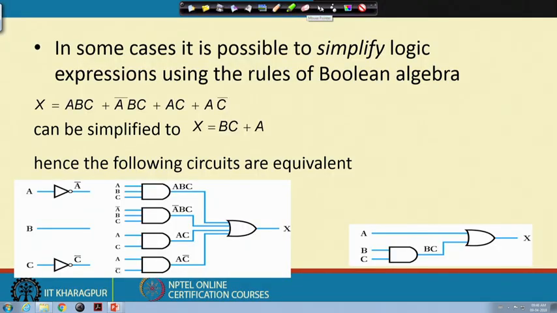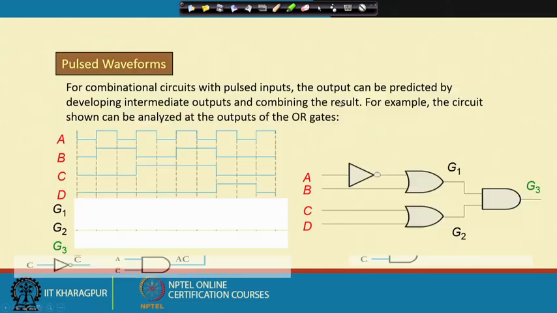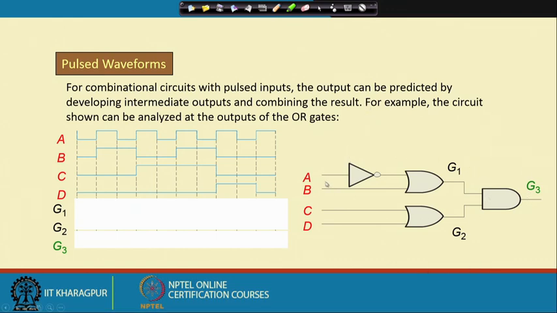Next we will be looking into another important concept. This is an example circuit where we have a few gates G1, G2, G3 and an inverter, and A, B, C, D are the inputs. Many times the inputs A, B, C, D do not have a fixed value over the lifetime; they have different values. So we draw a timing diagram, also known as a pulsed waveform.